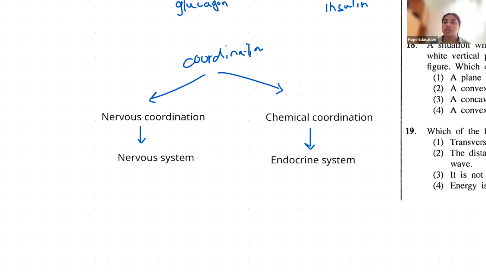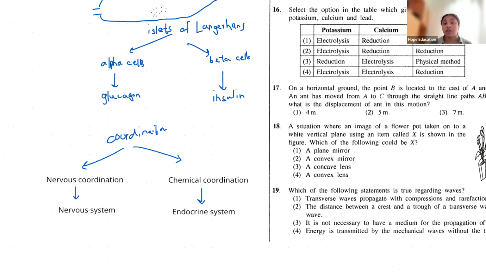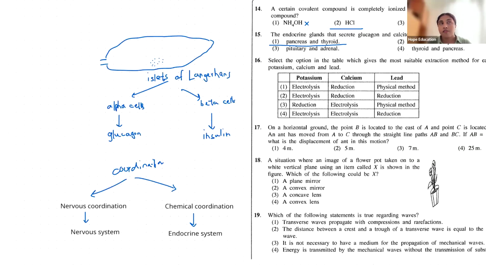What are the different hormones in our body? If you remember, endocrine glands are present in our body. For example, the pituitary gland is one of the endocrine glands. What are the hormones secreted by the pituitary?